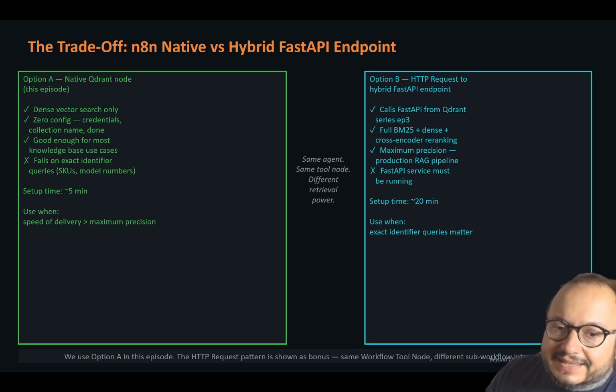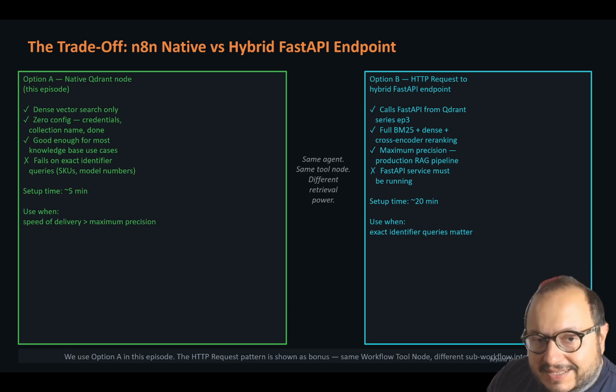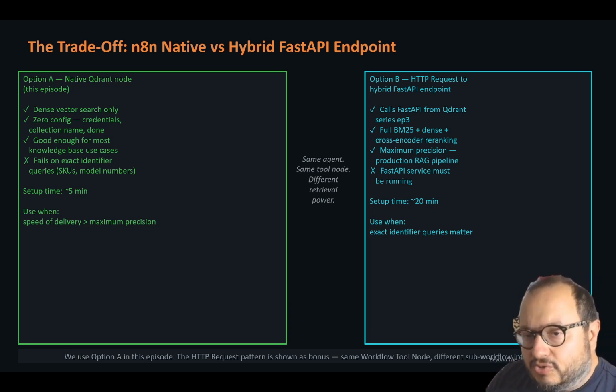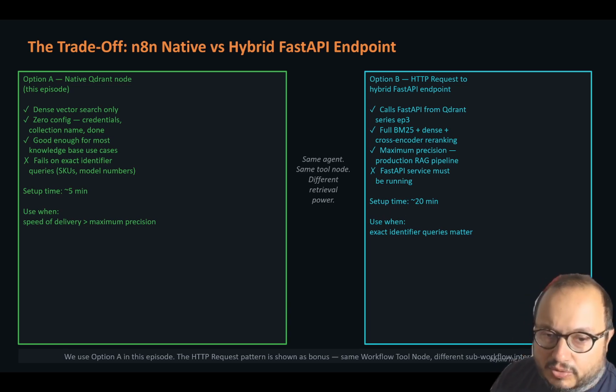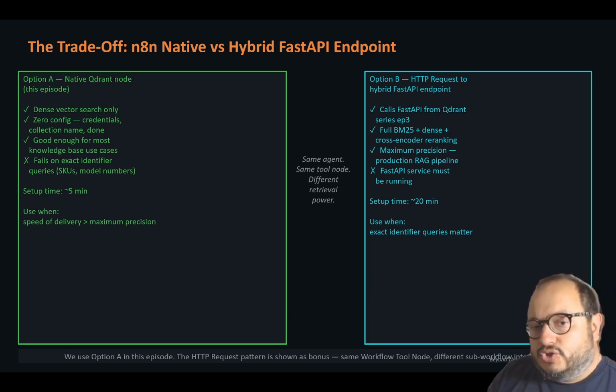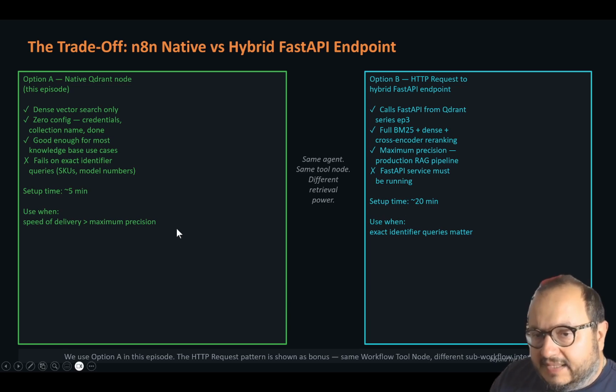The honest answer is dense-only is the right default for most knowledge-based use cases. It covers the 80% case in 30 minutes with 0 Python. If you need the full hybrid pipeline, and the Qdrant series is exactly that pipeline, you replace the Qdrant Vector Store node with an HTTP request node pointing at the FastAPI service from the Qdrant series episode 3, same sub-workflow structure, same workflow node wrapping it, different internals. I am going to show both approaches. We use the native node in this episode. The HTTP request pattern is in the GitHub branch as a bonus sub-workflow.